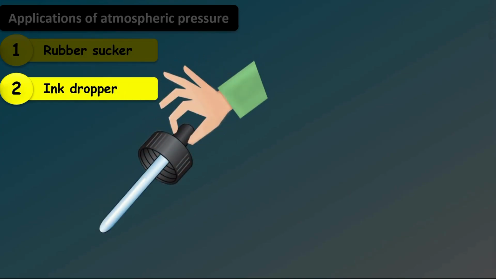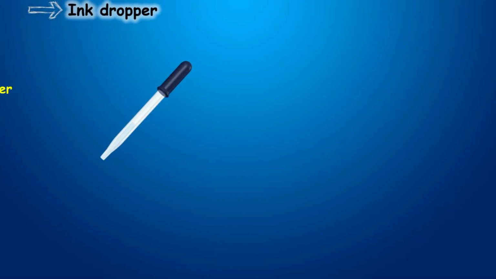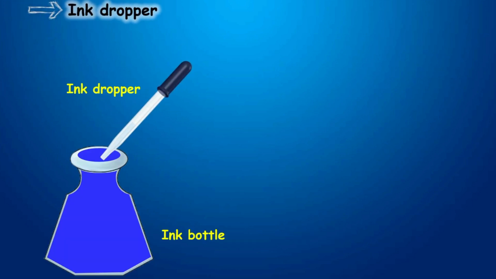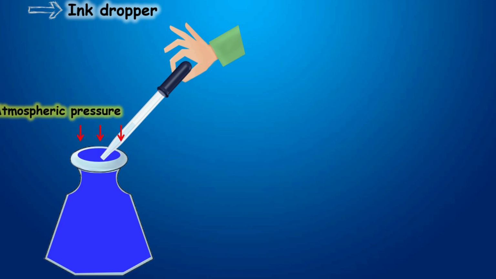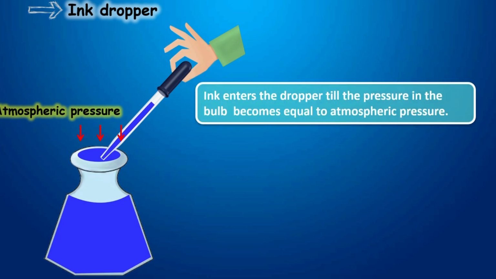Ink dropper. Air is pushed out, creating low pressure in the bulb. Now, due to the atmospheric pressure, the ink enters the dropper till the pressure in the bulb becomes equal to the atmospheric pressure.